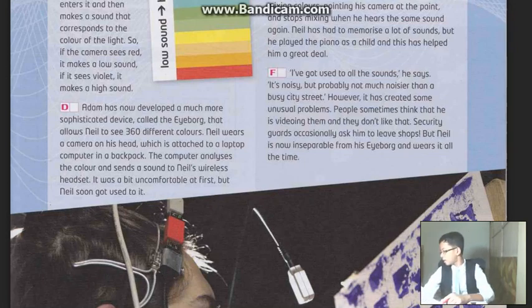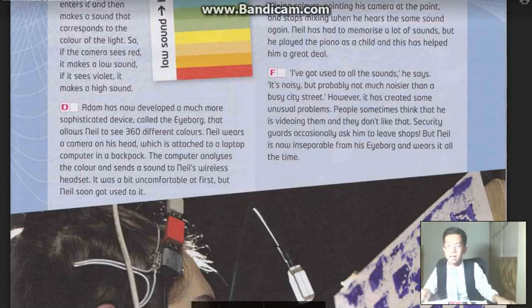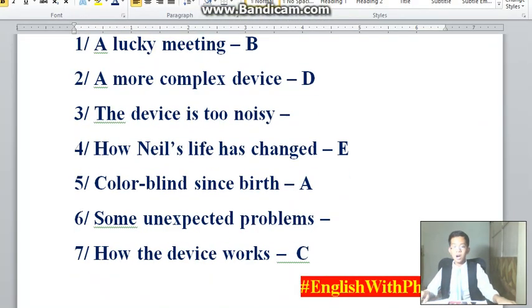So they think that Neo is recording them, so they ask him not to enter the shops or some places. So that is some unexpected problem. So it will be matched with the heading Some unexpected problems. It is 6. So 6 will be matched with F.